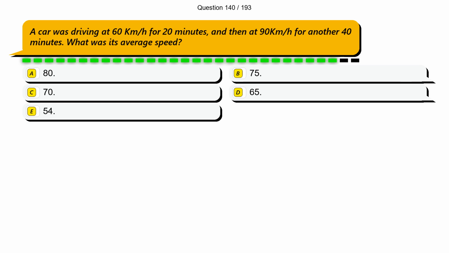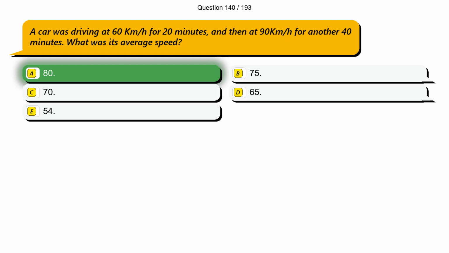Question 140. A car was driving at 60 kilometers per hour for 20 minutes, and then at 90 kilometers per hour for another 40 minutes. What was its average speed? Option A 80, option B 75, option C 70, option D 65, option E 54.